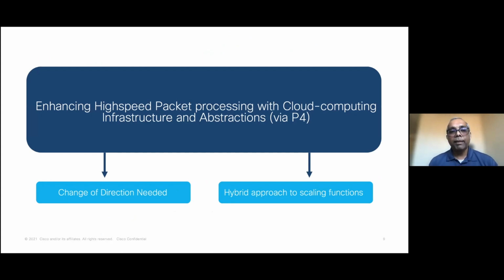If you really look at this, the bottom line is we are on a journey where we need to continue to enhance high-speed packet processing with the cloud computing infrastructure and abstractions and drive it with P4. Some rethink is needed in terms of how we want to drive this, with the goal that we want to achieve performance scale on a hybrid infrastructure.